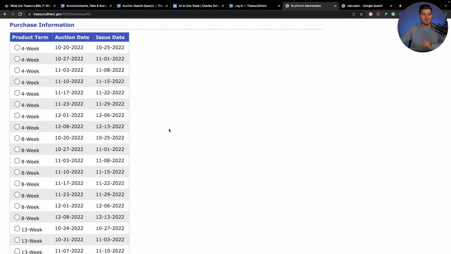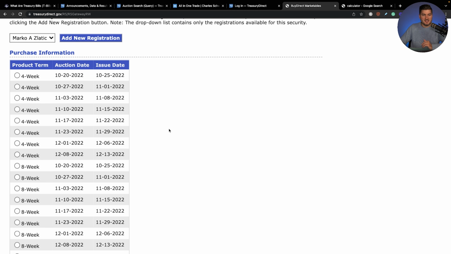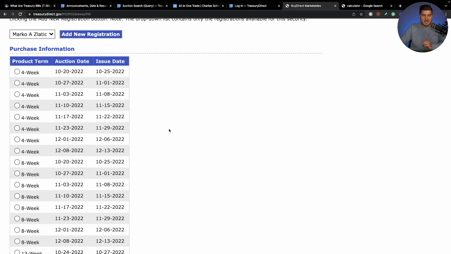So what you get to is basically this menu. So you have way more options to buy T-bills. So the biggest difference between a regular brokerage like Schwab, for example, and Treasury Direct is that you can buy in increments of 100. You don't have to buy in increments of 1,000, for example.